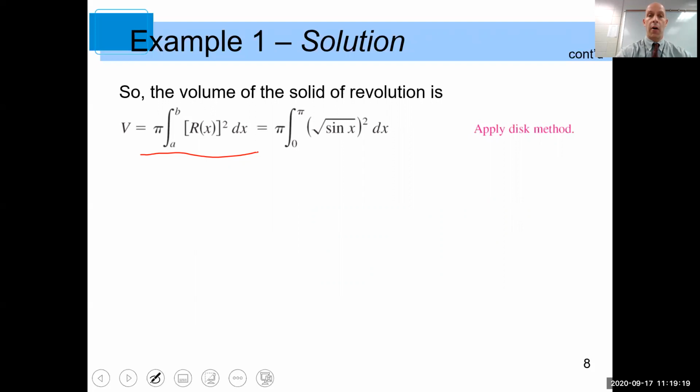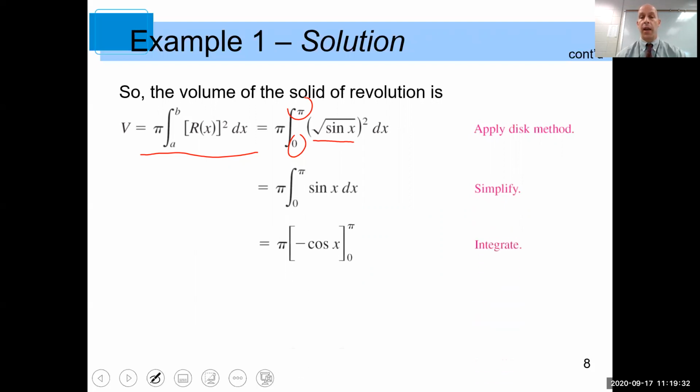In this case, our R of x is the square root of sine x, so we just plug that in. We're going from 0 to pi, and now we're just going to go ahead and calculate this out. When you square the square root of sine x, you get sine x. The antiderivative of sine x is negative cosine x, evaluated from 0 to pi, and we get the final answer here of 2 pi. So the volume of that solid generated by the square root of sine x from 0 to pi turns out to be exactly 2 pi units in volume.